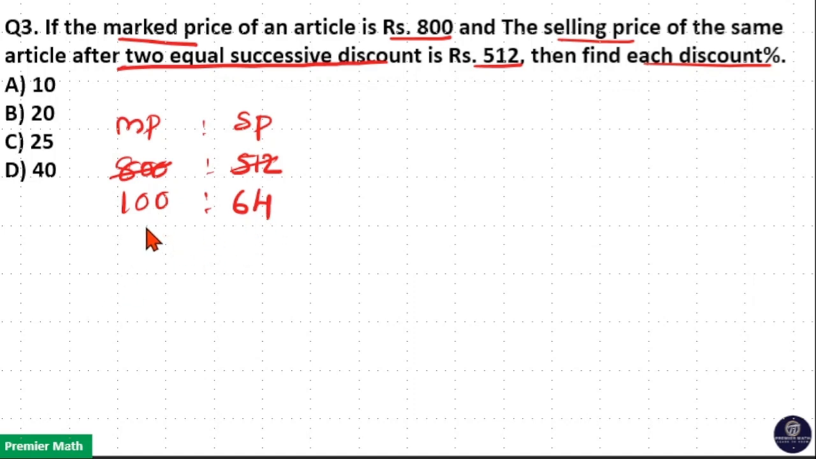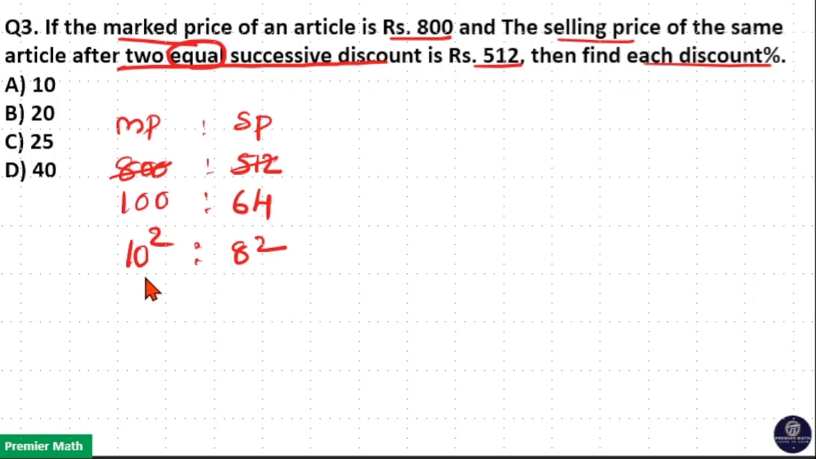Now 100 is to 64. Here the question mentions that there are two equal successive discounts. These two discounts are equal. If they are equal, take the square of this ratio. Here I can write this 100 is to 64 as 10 square is to 8 square.